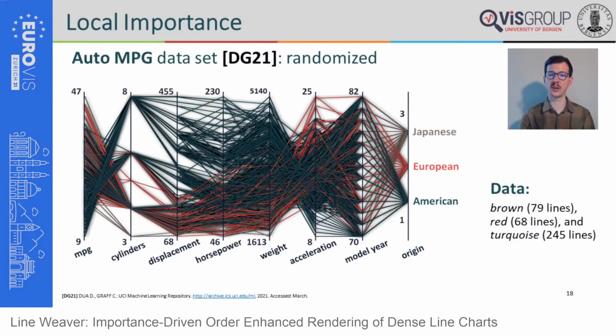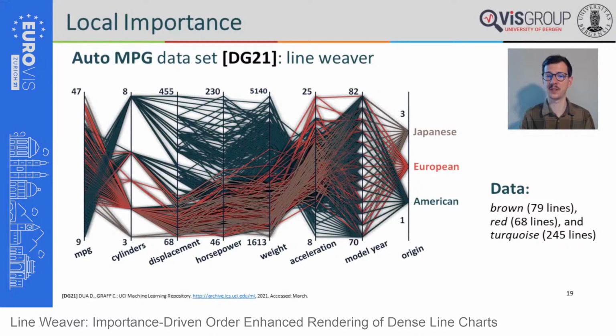To demonstrate our technique for locally varying importance functions, we use a parallel coordinate plot from the UCI machine learning repository, containing properties of cars such as origin, number of cylinders, weight, horsepower, etc., from cars produced between 1970 and 1982. As shown here, when randomized, compact clusters like the red European cluster, or even more the brown Japanese cluster bundle, are difficult, if not impossible, to perceive and extract insights from.